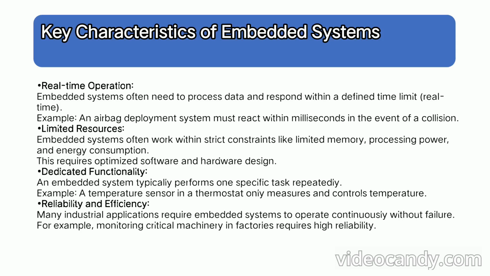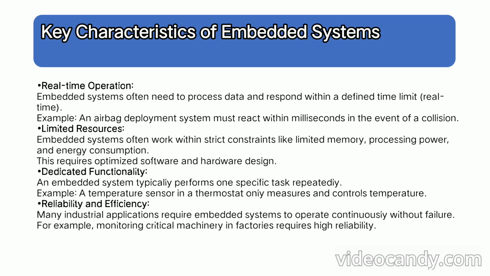Limited resources. Embedded systems often work within strict constraints like limited memory, processing power, and energy consumption. This requires optimized software and hardware design. Dedicated functionality: embedded systems typically perform one specific task repeatedly. For example, a temperature sensor in a thermostat only measures and controls the temperature, right? It is a specific task. It may be doing the same process repeatedly.